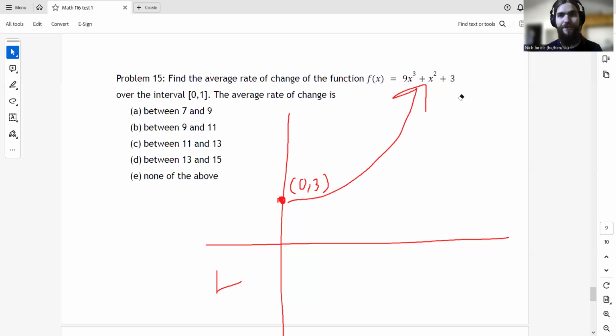Can I erase a little bit? Yeah, okay. Might look something like this.